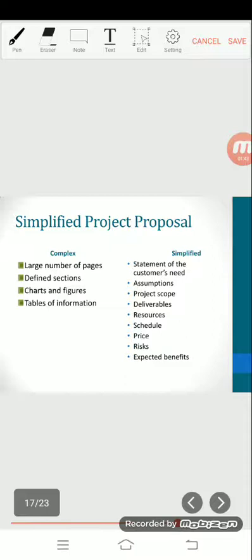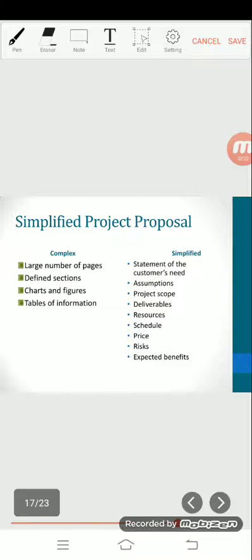Number 4. Deliverables. List all the tangible products or items the contractor will provide to the customer during the performance of the project. Number 5. Resources. Identify types of expertise and skills the contractor will utilize on the project, including any key subcontractors, consultants, or suppliers.